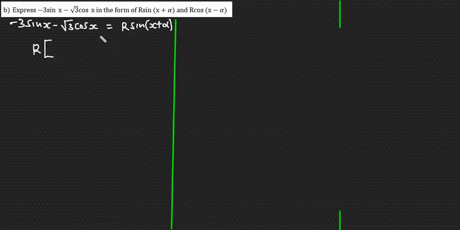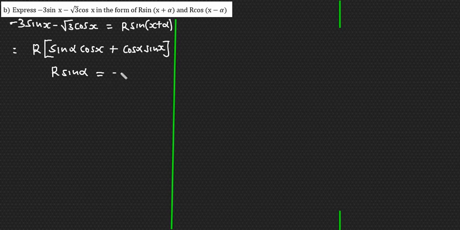So when I expand this, I'll be having r, so we shall have sine alpha cos x, then plus, when there's a plus, there's a plus, then we shall have cos alpha sine x, implying that now comparing the coefficients of cos x, here the coefficient is going to be r sine alpha, and here we get negative root 3.